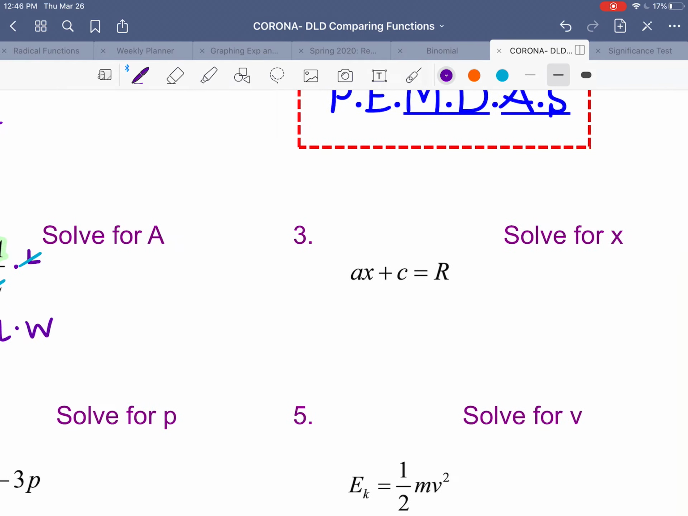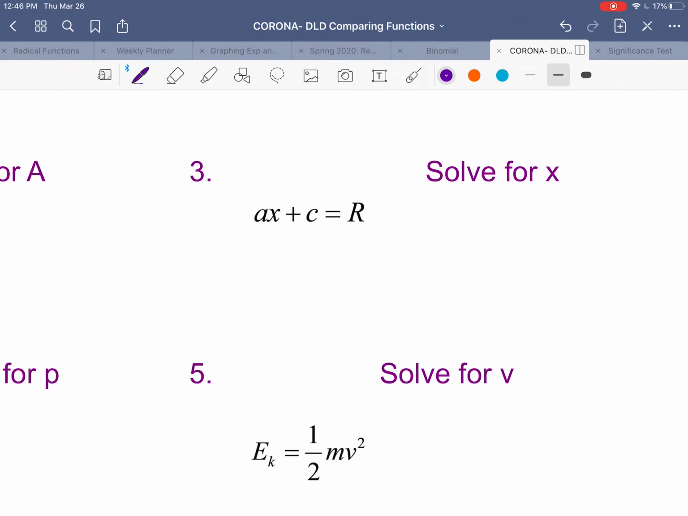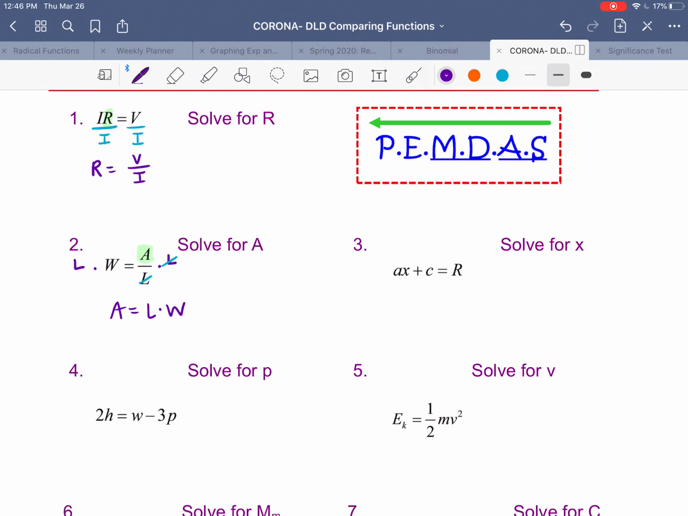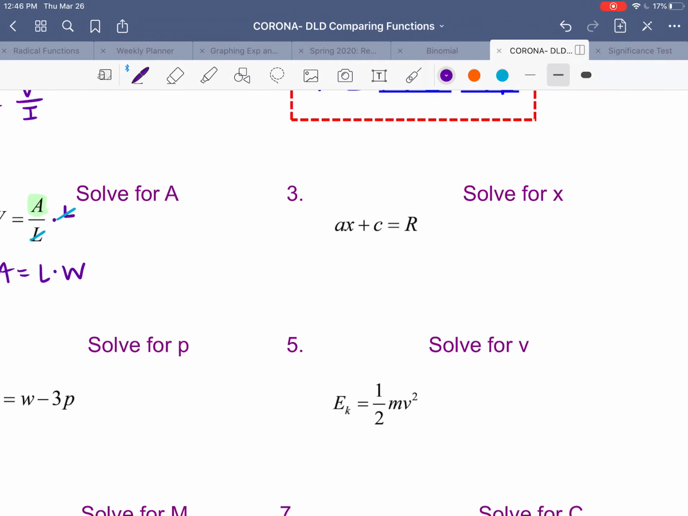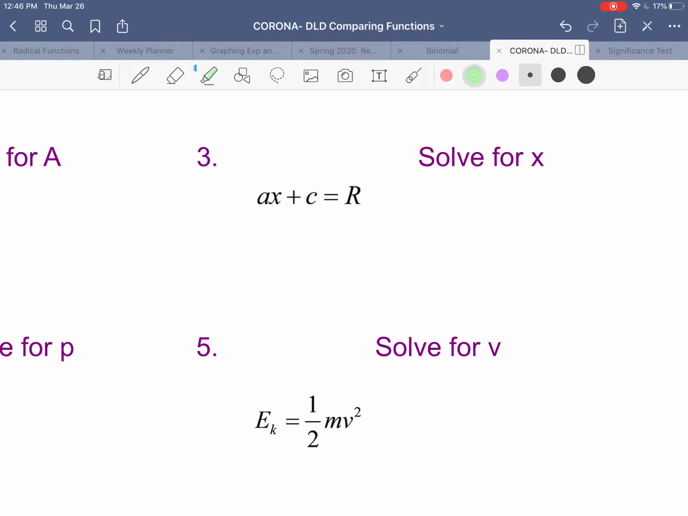For number 3, now we're adding in another step here, because we have addition as well. So there's more than one operation going on. We want to solve for X. So we want to think about getting this green X all by itself.